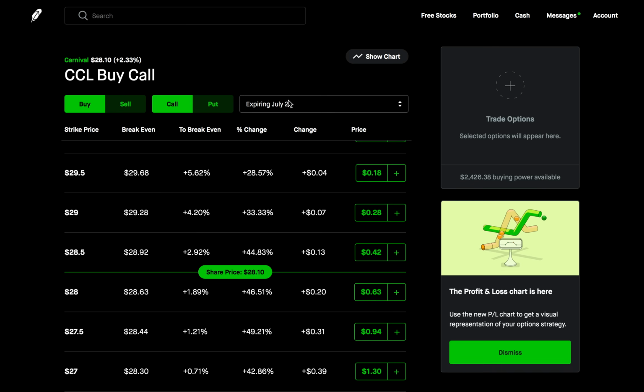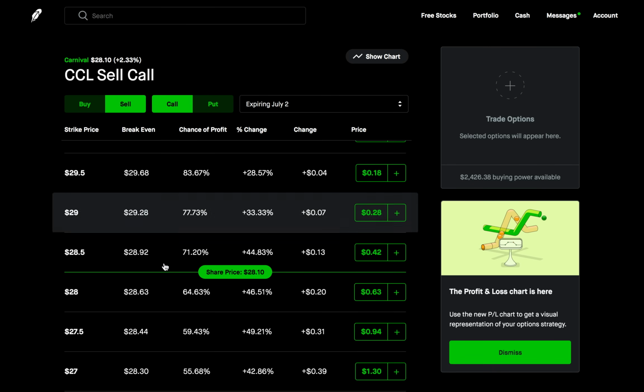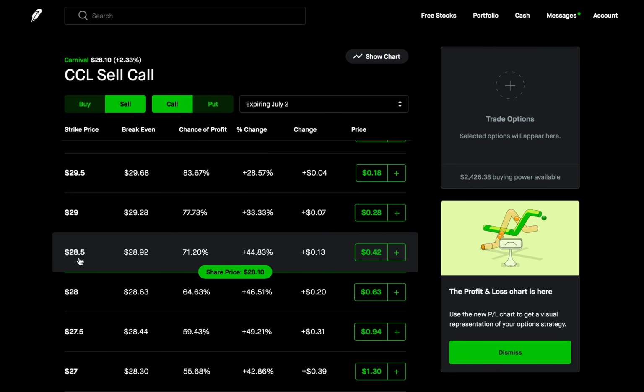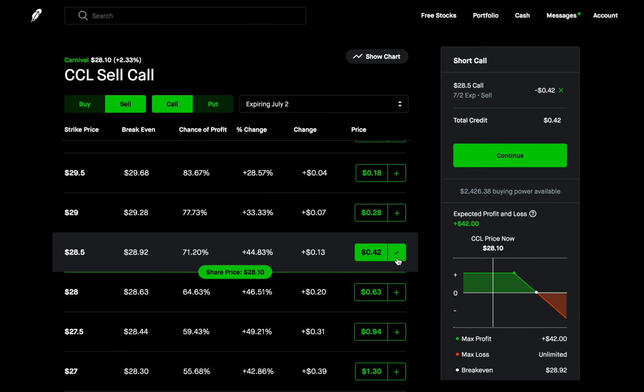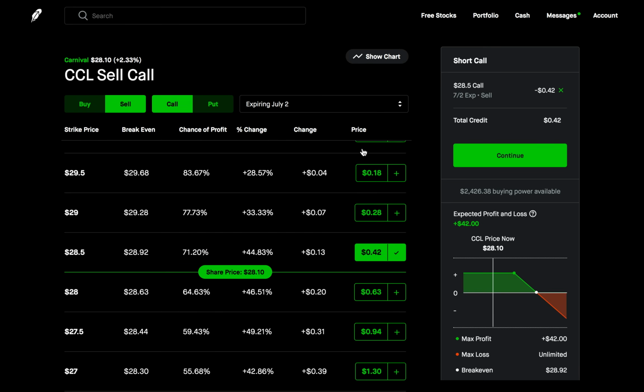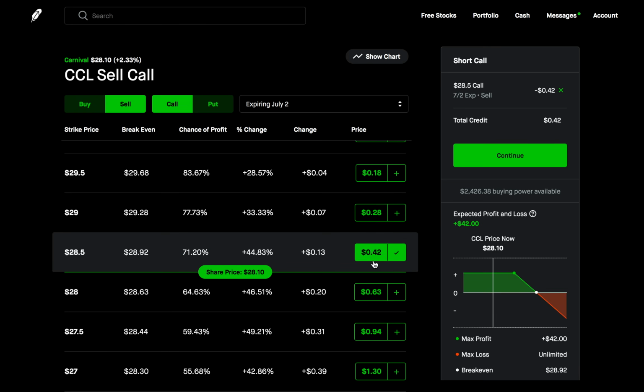So the first thing I'm going to do is go over here to sell, and I'm going to sell a call at that strike, or as close to that strike price as possible. So the 28.50, I'm going to sell this call. Now remember, when you sell an option, you receive a premium. The premium you receive is found under the price, which is right here. So I'm going to receive 42 cents per share for selling this call. Each contract controls 100 shares. I would receive $42 for selling this call, the 28.50 strike.